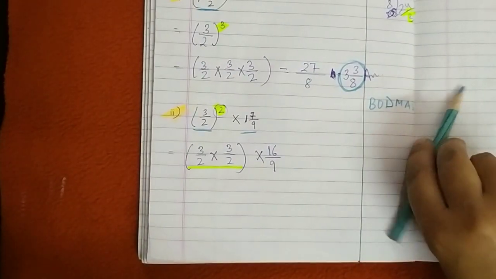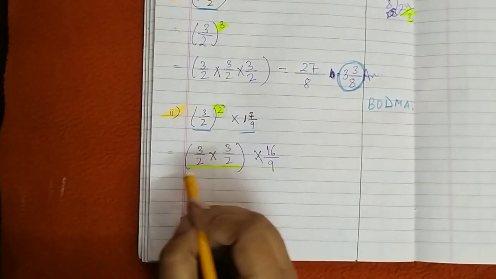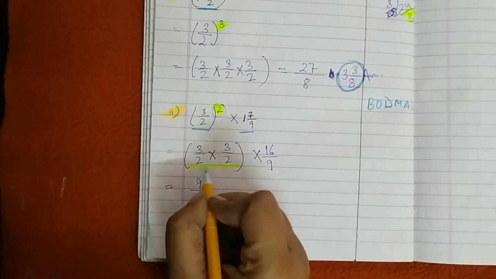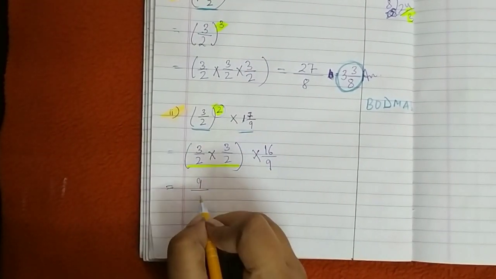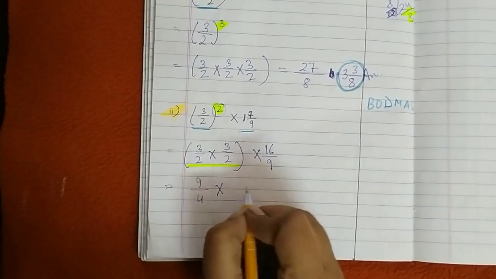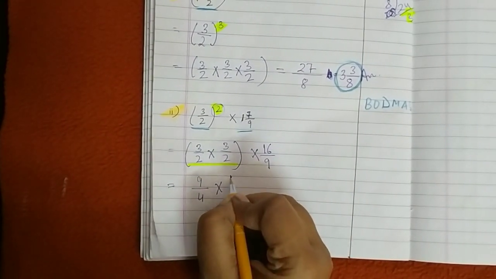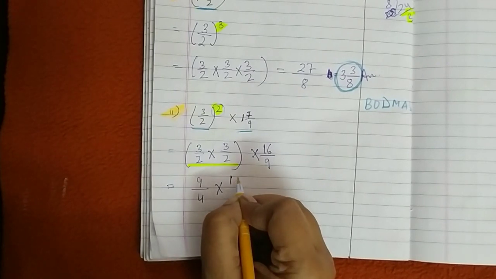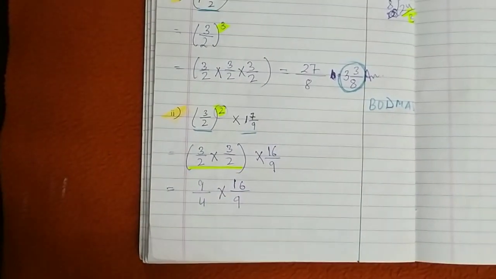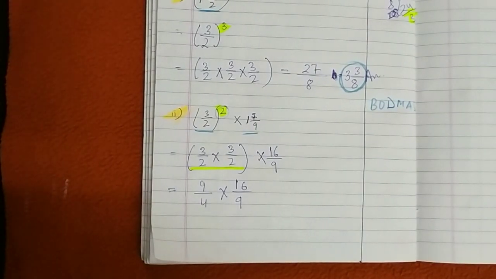This bracket we are going to solve first. Yes, very good. Now, 3 times 3 is 9, and 2 times 2 is 4. So basically this is 9 upon 4 into 16 upon 9. Yes. Now what you have to do?